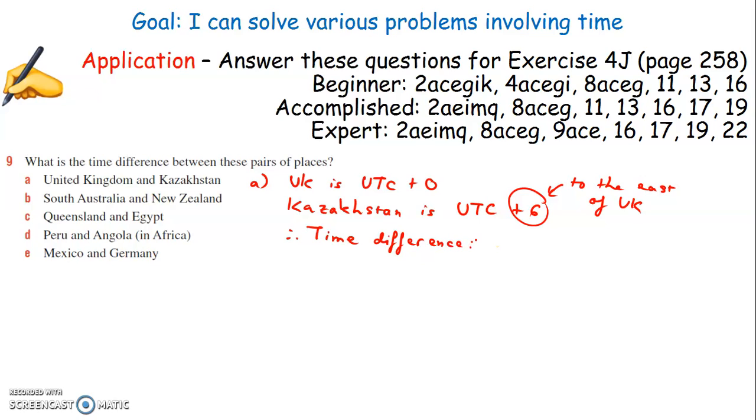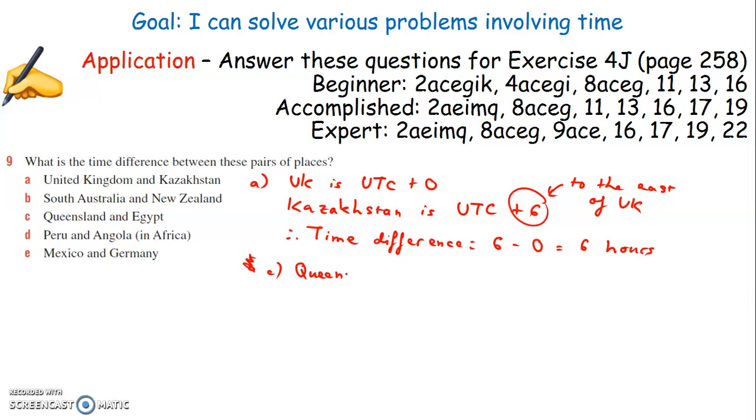Now, this will seem very simple, but I'm just going to do it so that you guys have an idea of what I'm doing here. So I'll just do the 6 here, take away 0. So the time difference is going to be 6 hours. Okay, what about, oh, we're not doing B, we're doing C. What about Queensland and Egypt?